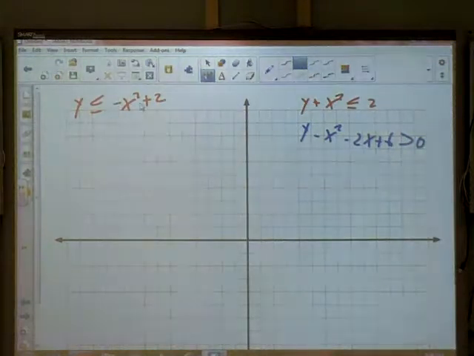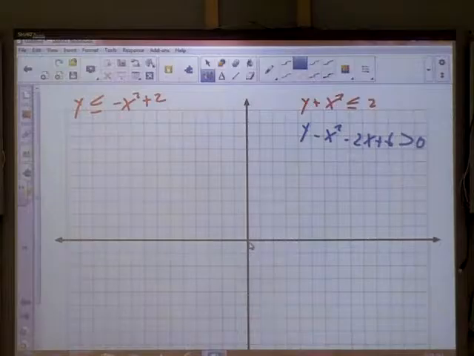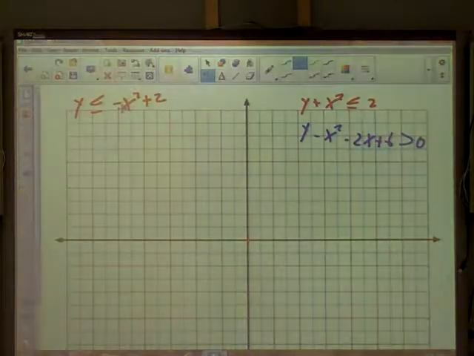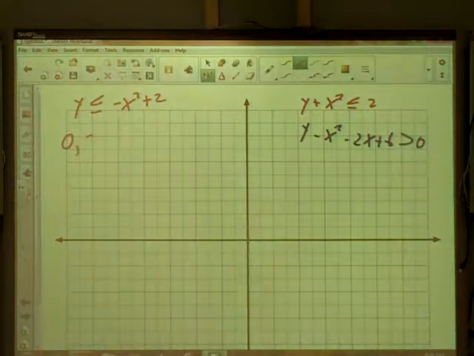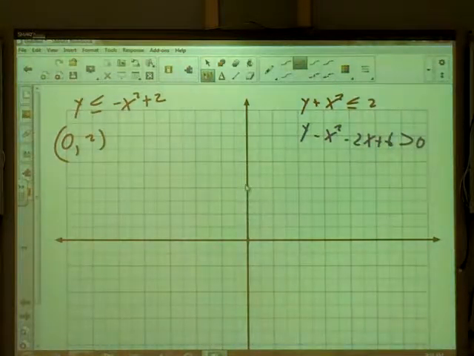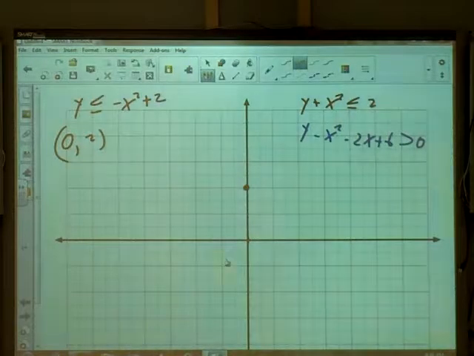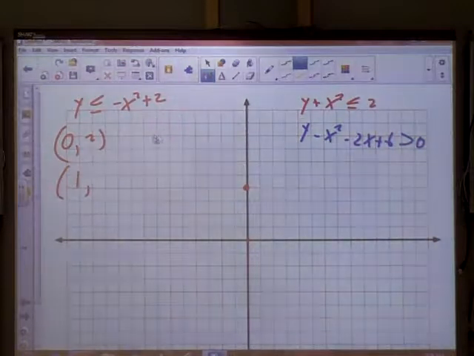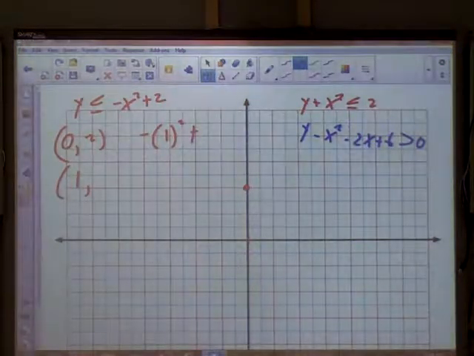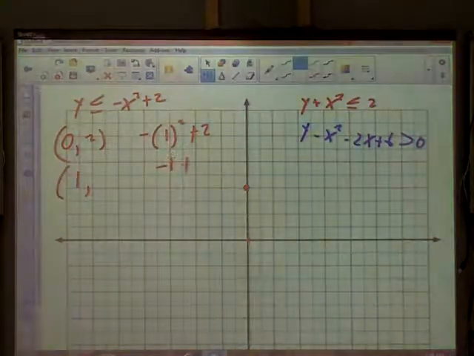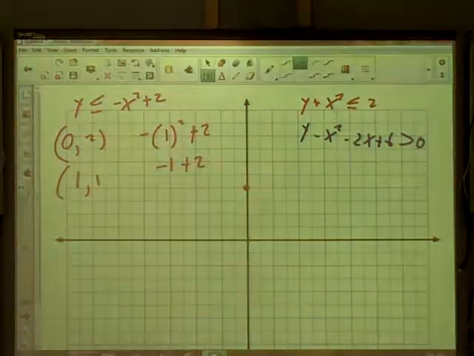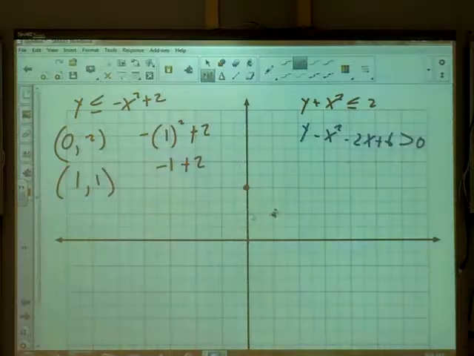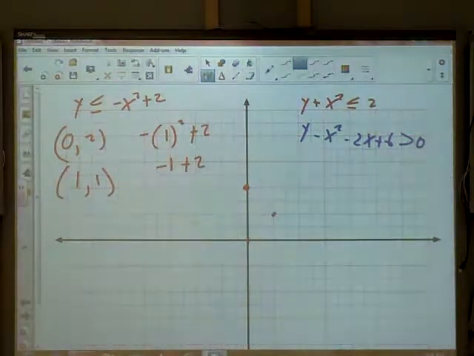If I do b over 2a, my b is 0. So my axis of symmetry is going to be at 0. If I plug a 0 back in, 0 squared plus 2 is 2. So my vertex would be 0, 2. Okay. Kylie, you probably want to use 1 again. So I'm going to do negative 1 squared plus 2. 1 squared is 1. Make it negative. Add that to 2 and I get 1. That is 1 away from the axis of symmetry. So I go 1 away on the other side.